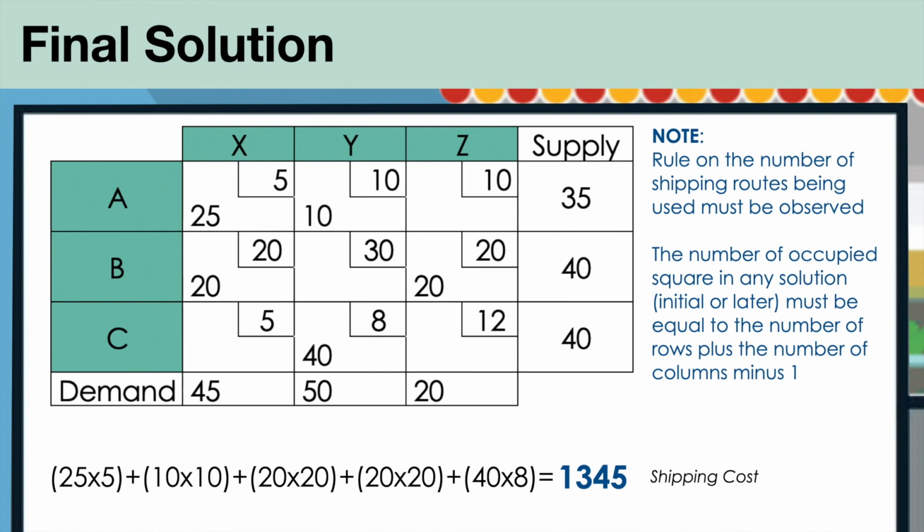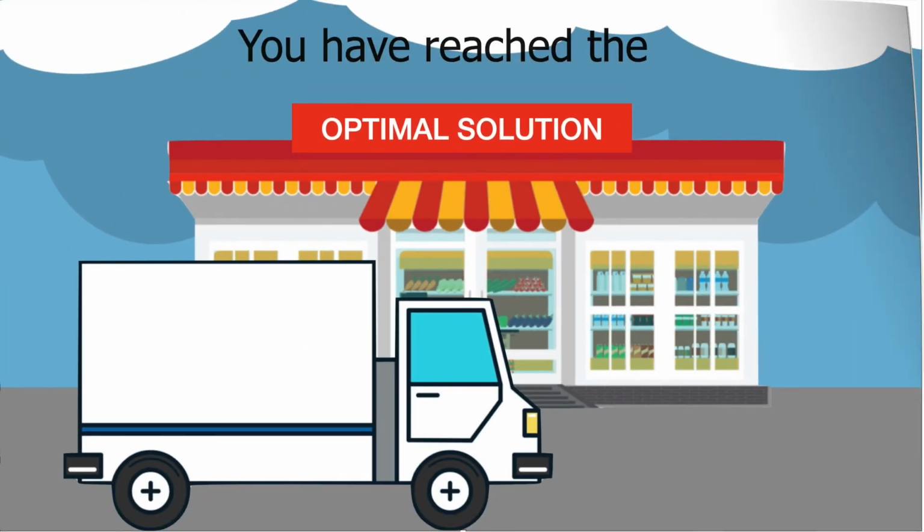Note, the rule on the number of shipping routes being used must be observed. The number of occupied squares in any solution must be equal to the number of rows plus the number of columns minus 1. 3 plus 3 minus 1 is 5. If the rule is not met, the solution is said to be degenerate. Degeneracy occurs when there are too few shipping routes being used, making it impossible to trace a circuit for each unused square. Since all improvement indices are non-negative, you have reached the optimal solution.